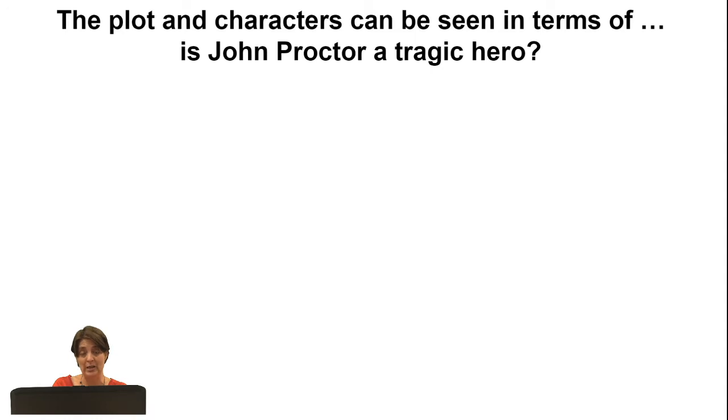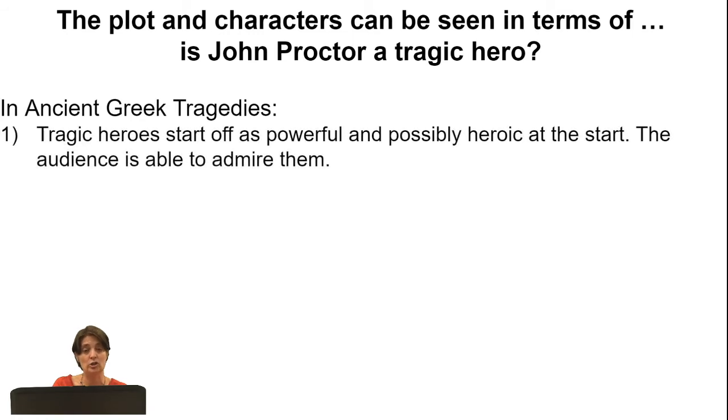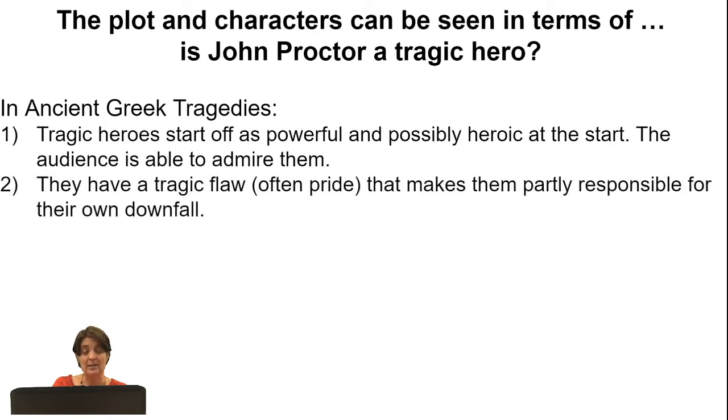So, if we're looking at whether or not this play is a tragedy in the sense of an ancient Greek tragedy, we have to ask ourselves, is John Proctor a classical ancient Greek tragic hero? Now, in ancient Greek tragedies, tragic heroes start off as powerful and possibly heroic, and the audience is able to admire them from the beginning. And it's important because you want the audience to sympathize with what later happens to them. So if the audience finds nothing to like, they're unlikely to sympathize.